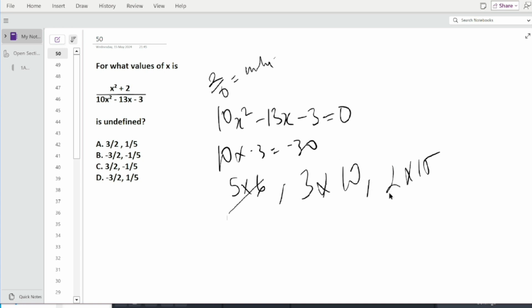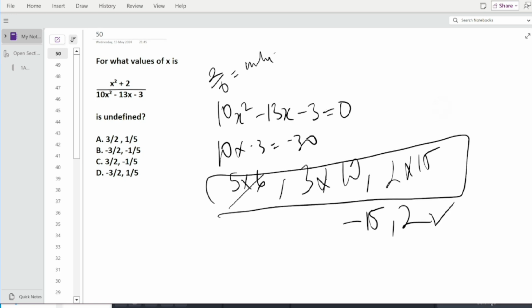So we take the next. We have 2 and 15. When we add them together, it gives us 17. When we subtract them, it gives us 13. That means this is the right answer, because the one carrying the negative that will give us minus 13 has to be the bigger number. So we have minus 15 and 2 as our values. Minus 15 times 2 gives us minus 30, and minus 15 plus 2 gives us minus 13. So of all three sets of values, this is the right one to use.